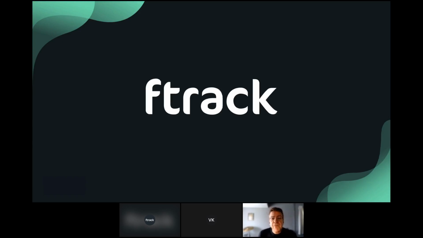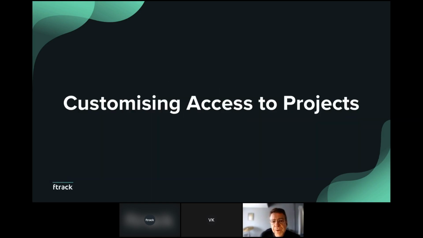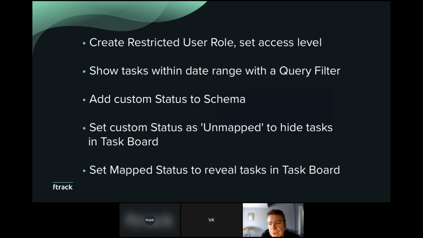And taking that a little bit further, we're going to look now at providing information to our team on a need-to-know basis, customizing the access to the projects and the access to the data in the project based on user roles. So the steps here, we're going to create a user role, and we're going to set the access level for that user role. So basically determine what that user role can see within a project.